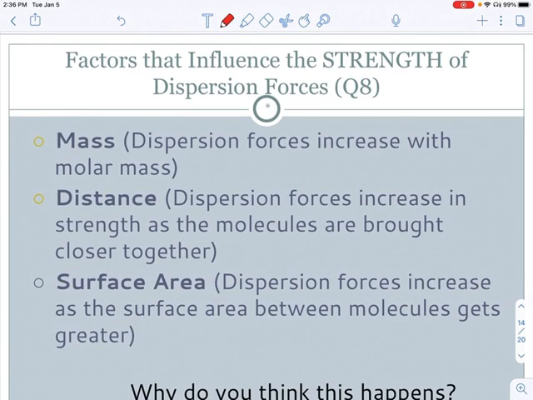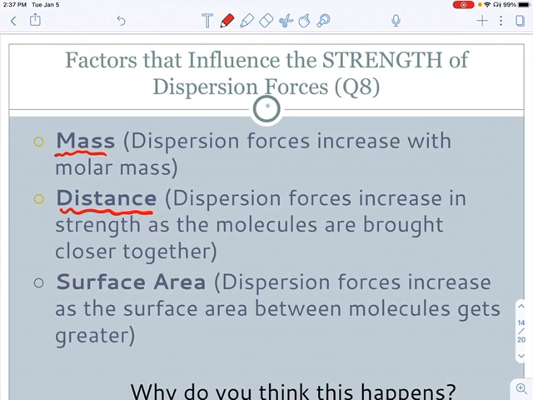Okay, so now we have a sense of what dispersion forces are. Again, they're our weakest intermolecular force, and I haven't said this yet, but they're found in all molecules. All molecules have dispersion forces. And the strength of dispersion forces depends on a few different properties of molecules. Dispersion forces are affected by the mass of a molecule. So larger molecules tend to have stronger dispersion forces. Dispersion forces are affected by the distance between two molecules. They tend to increase as molecules are brought closer together.